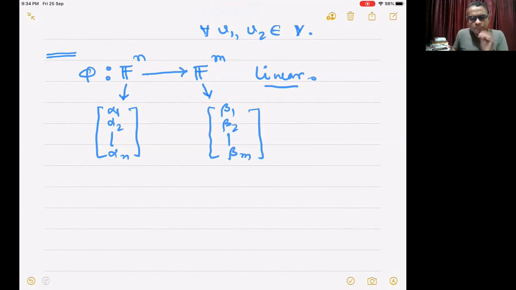We'll see that just the information that this is a linear map will tell us that phi is nothing but a matrix, where the linear map phi is given by taking that matrix and multiplying it from the left to the column vector alpha 1 up to alpha n. That will give you the effect of the linear map phi acting on the vector alpha 1 up to alpha n. Why? Let's see.